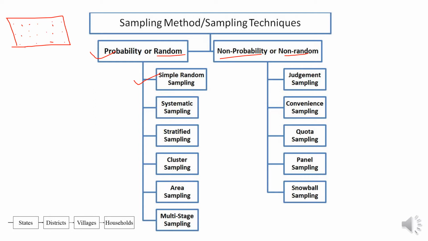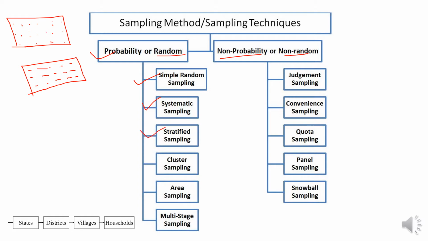You are just collecting your sample from anywhere. Then there is systematic sampling. Systematic sampling means you are collecting the sample systematically from a particular area, and also the particular time period of sampling is fixed. So that is basically systematic sampling.